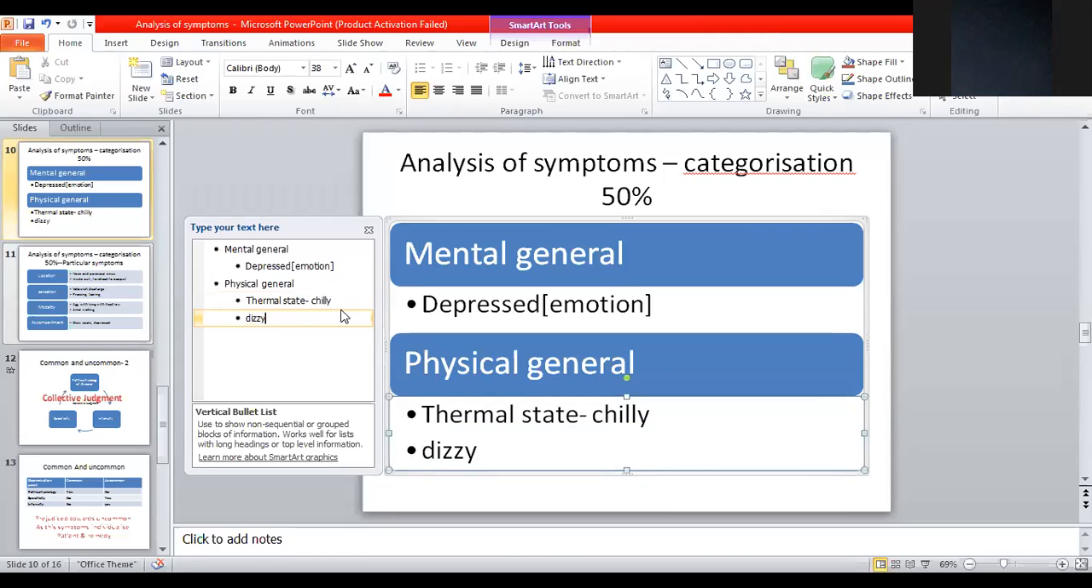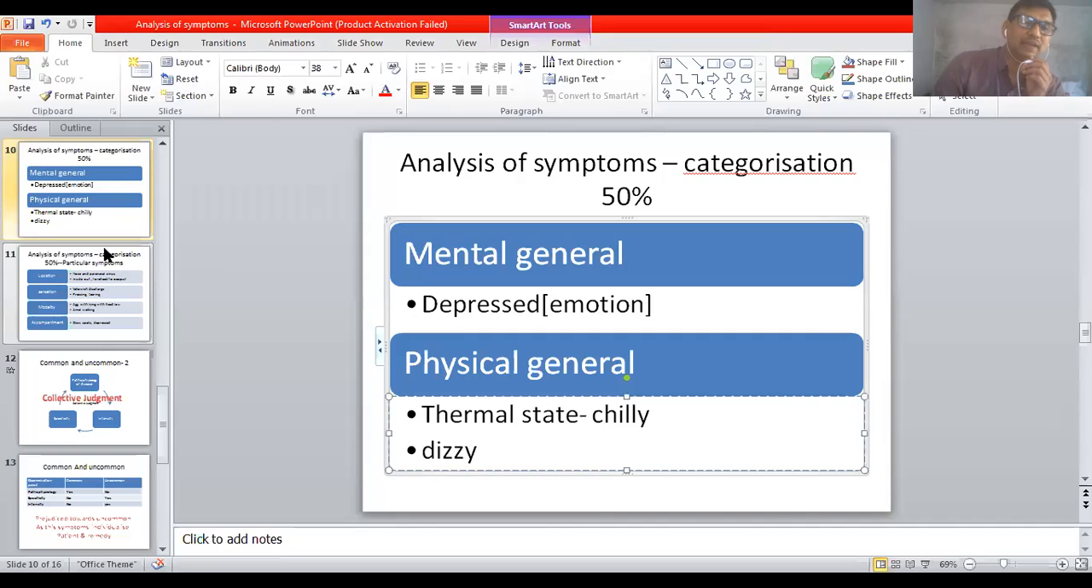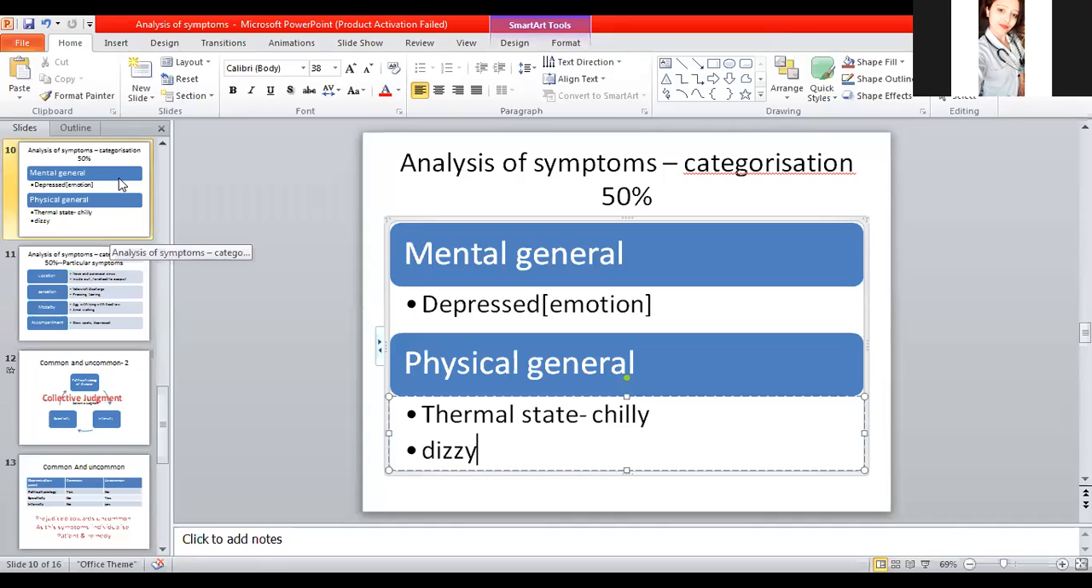Whole body, sir. So where will it go? Under physical general. Okay. Now this is the 50% of the analysis of this whole case. The mental general is depressed, which belongs to emotion. Then the thermal state is chilly, and dizzy. These are the two physical generals.